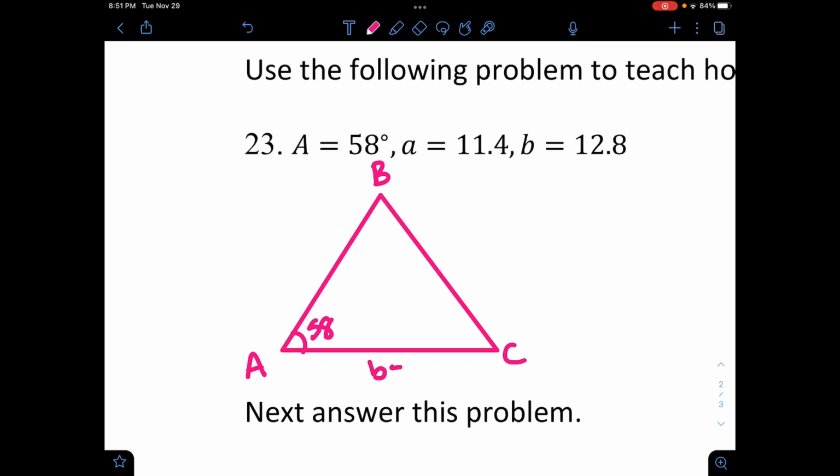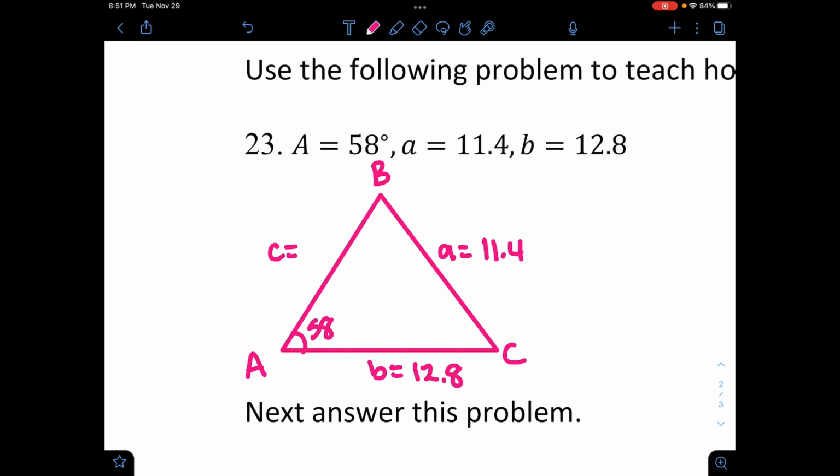So this is going to be side B down here, and this is side A right here, and then this is going to be side C right here. So obviously side A is 11.4, which is where we're getting the information from, right here. Then B is going to be 12.8.